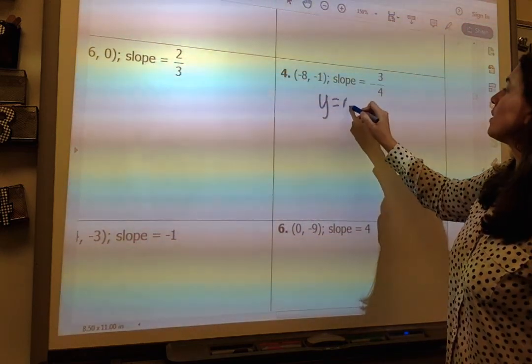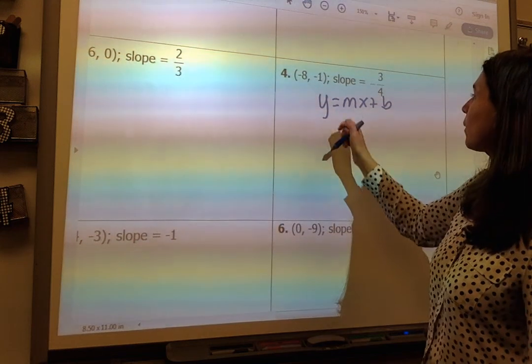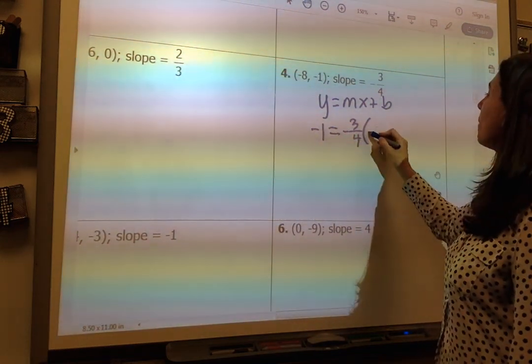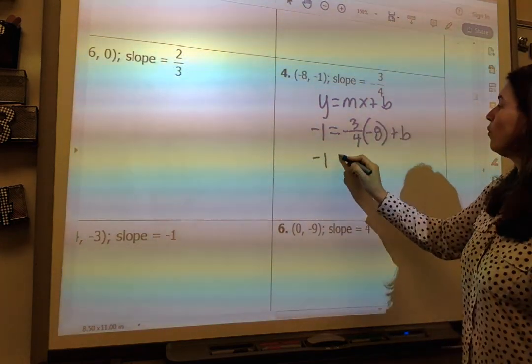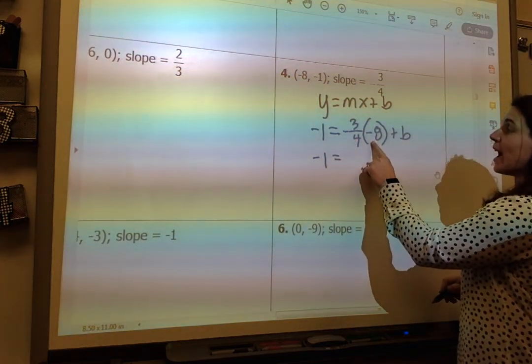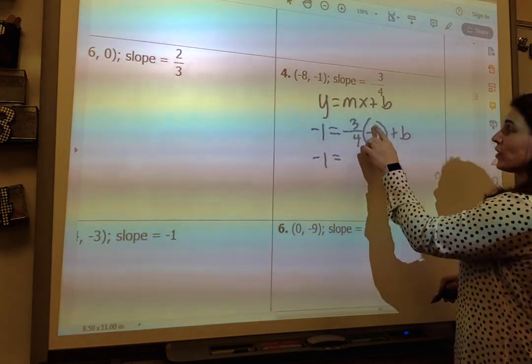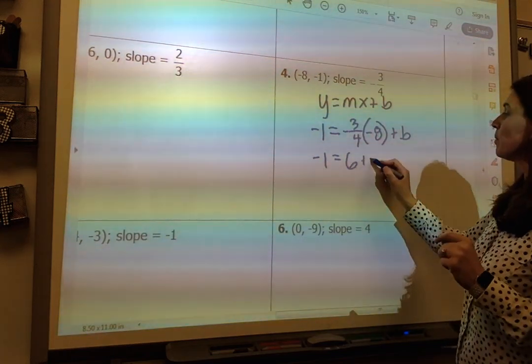Now, I'm going to do number 4, using y equals mx plus b, the second way we learned how to do it. So my y value is -1, my slope is -3/4, my x value is -8. So I have -1 equals -3/4 times -8 plus b. A negative times a negative is a positive. 4 and 8 cancel out to 2. 2 times 3 is 6. So -1 equals 6 plus b.